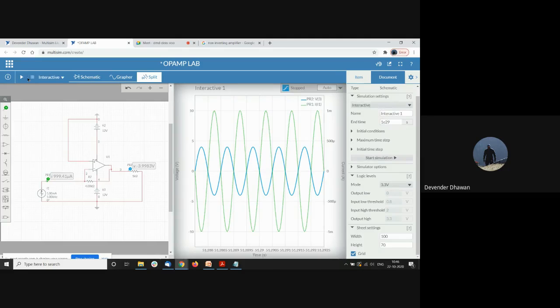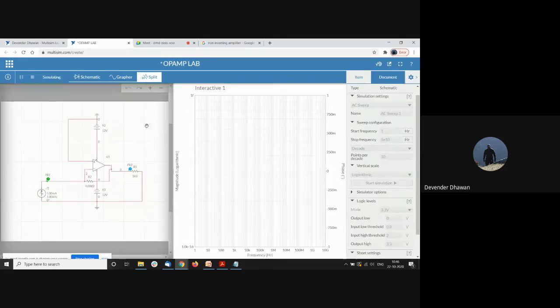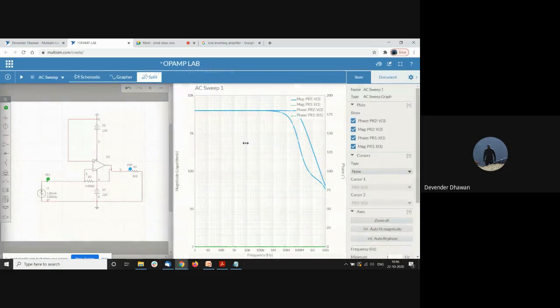Again, let us run some AC sweep on this also to see if there is any issue. This is my input current, and this is my output. You can see that up to this particular frequency, it is constant, around 12.5 megahertz. After that, it starts decreasing. So the bandwidth for this system is around 13 megahertz. After 13, the output will start decreasing.